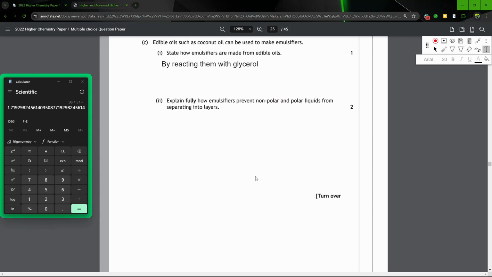Explain fully how emulsifiers prevent non-polar and polar liquids from separating into layers. And that's because if you think about an emulsifier, it's going to have a polar component and it's going to have a non-polar tail. And that means that the polar head will dissolve in the polar liquid, because polar solvents dissolve polar solutes, and non-polar solvents dissolve non-polar solutes. So the polar head will dissolve inside the polar liquid, and the non-polar tail will dissolve inside the non-polar liquid and will act as a barrier, preventing them from separating into layers.